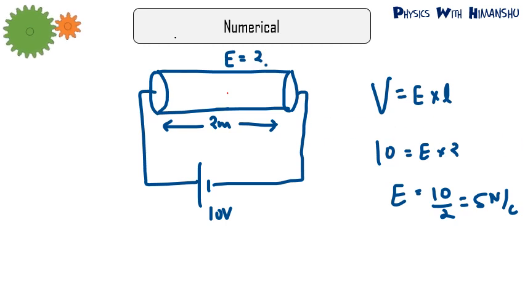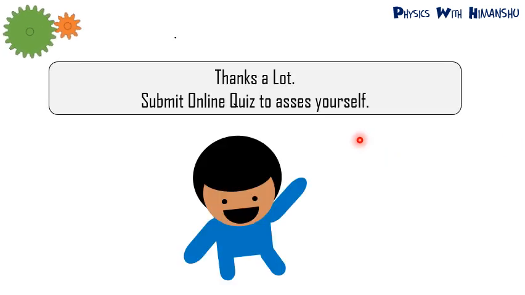Okay, so now what you have to do is submit an online quiz on the 3 or 4 formulas that we learned today. That is the value of current, the rate of flow of charge, how to find direction, and this topic, the relation between potential difference and electric field. Okay.